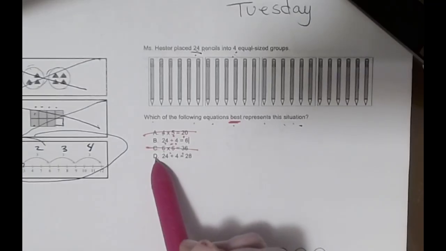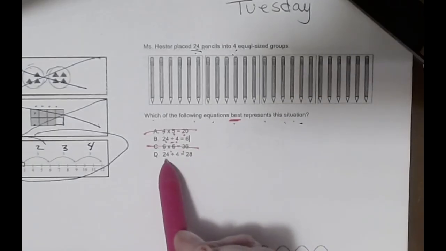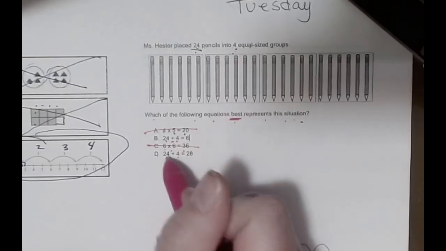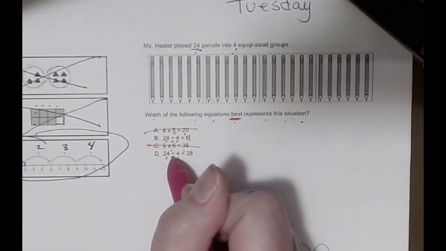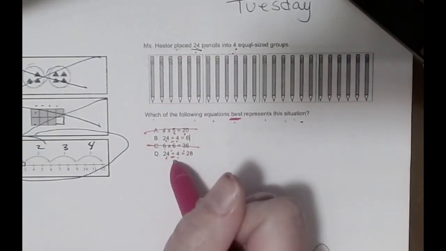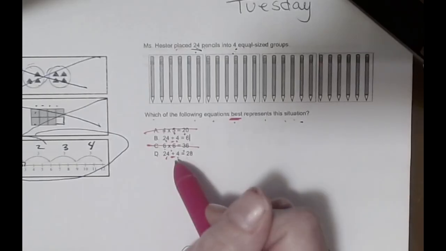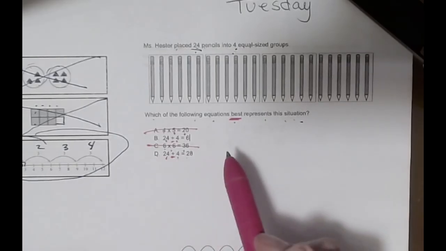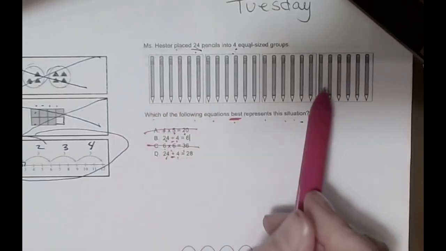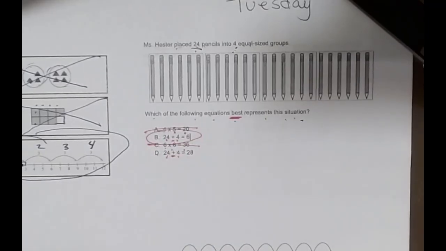D says 24 plus 4 is 28. So yes, it has a 24. Yes, it has a 4. But we're not adding. It tells us that she placed them into 4 equal-sized groups. So if your student chooses this, it's just because most students are much more familiar with addition and subtraction. However, this specific problem is looking for division. So B would be your answer.